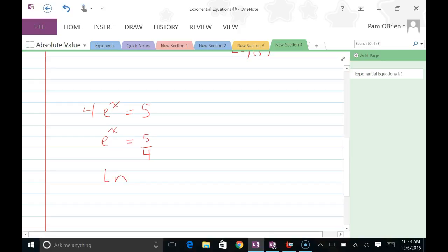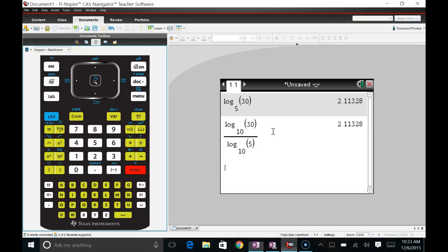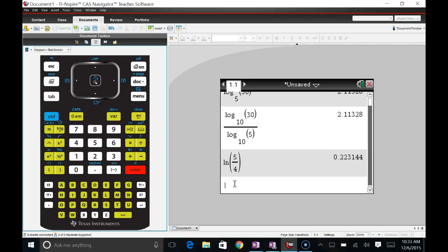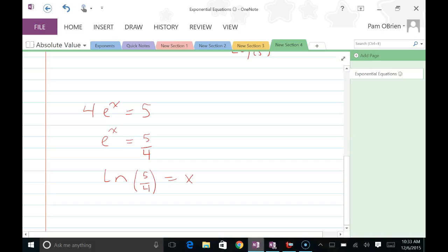So the natural log, and now I'm going to think here to myself, the exponent goes in exile by itself, so it's going to be rewritten as the natural log of 5/4 equals x. And this is beautiful. I go to my handy dandy calculator and I'm going to hit the natural log, and I'm going to do this as a stacked fraction of 5 over 4, and I'm going to get approximately 0.22 when I round to the nearest hundredth.